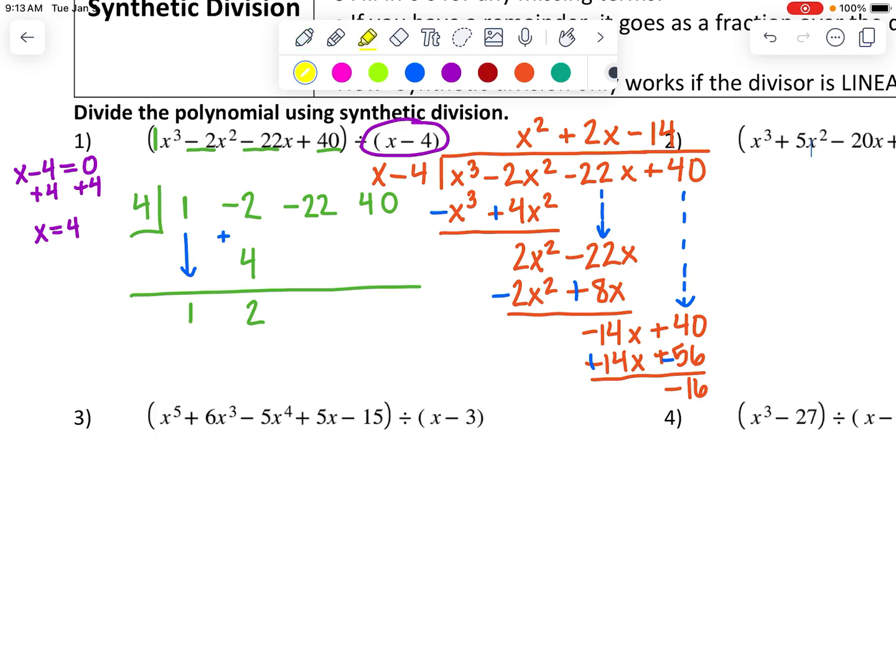And now I'm going to repeat that same process. I'm going to take my divisor 4, my 2, we're going to multiply those. I get 8. So that's going to go underneath the next coefficient. When we add negative 22 plus 8, we get negative 14. And we repeat our process again. The 4 times the negative 14, I am getting negative 56. And then we add straight down our column. The very last number here is always going to be your remainder.